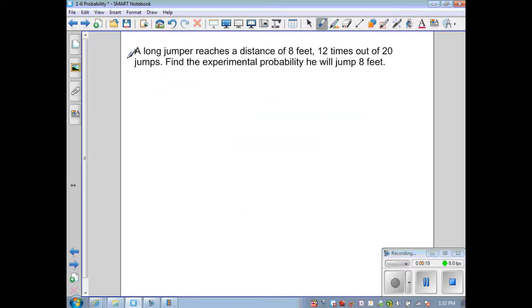Our next example. A long jumper reaches a distance of 8 feet, 12 times out of 20 jumps. Find the experimental probability he will jump 8 feet. Let's set up our probability P. The event that we want to occur is that he will jump 8 feet. And now let's set up our ratio. The denominator is the total attempts that he tries to make his jump, and here it's defined as 20. And how many times that event that he jumped 8 feet actually occurred, and here it is 12. Now all I do is simplify to find the probability. Here I'm going to divide by 4, which is going to give me 3 over 5.